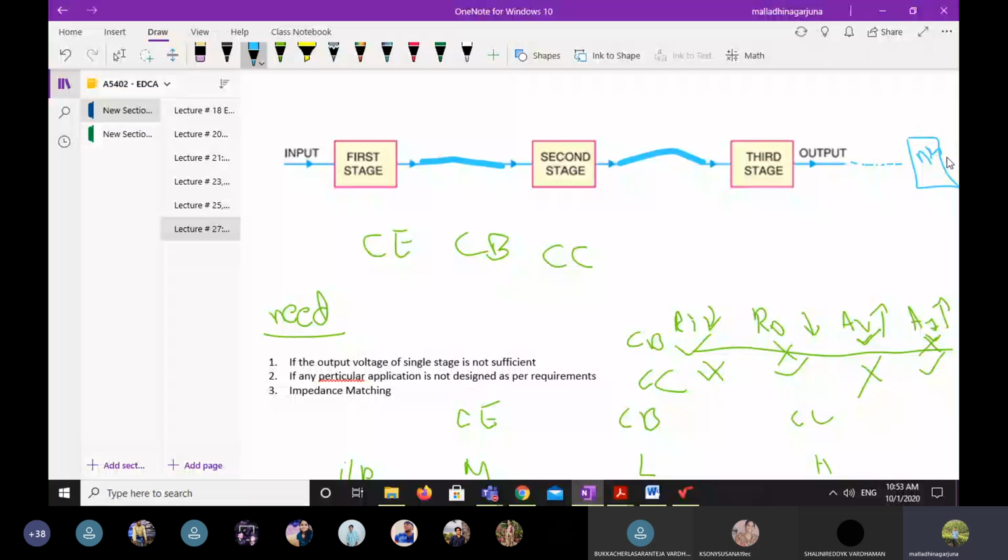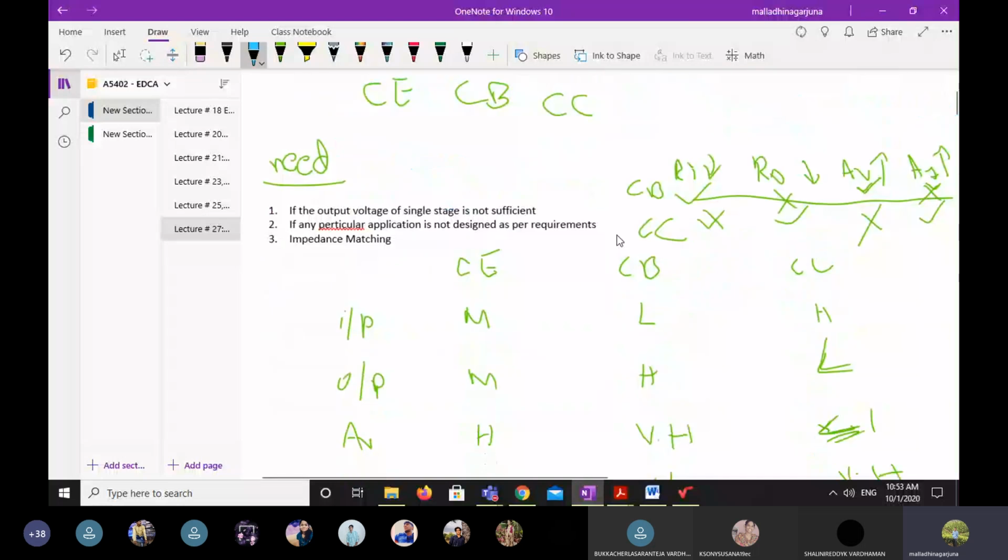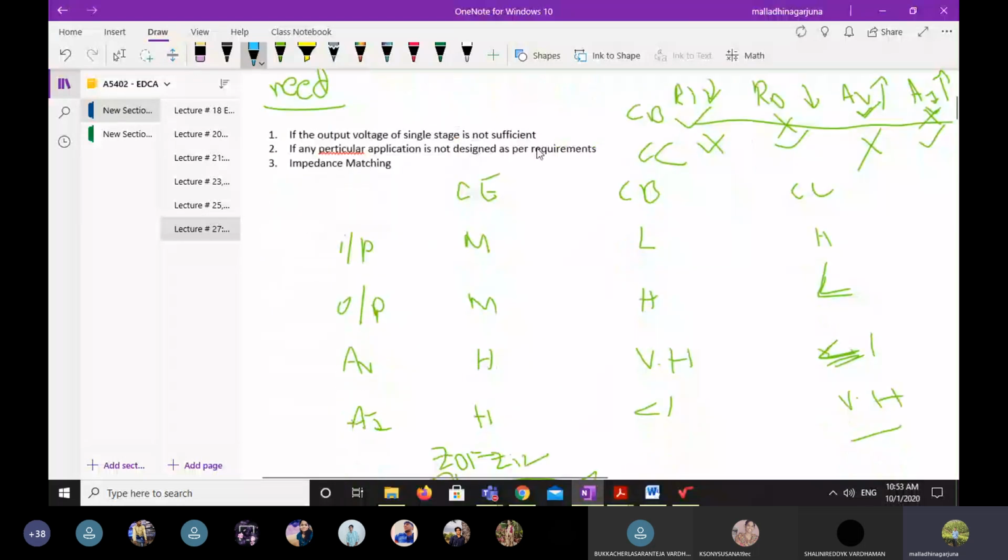Clear. So now coming to this point. This is the reason we are going further. If you take the multi-stage amplifier, can you satisfy all these three points? So what are the problems you are facing with the single stage amplifier? The first problem is that the output voltage is not sufficient for the single stage amplifier.